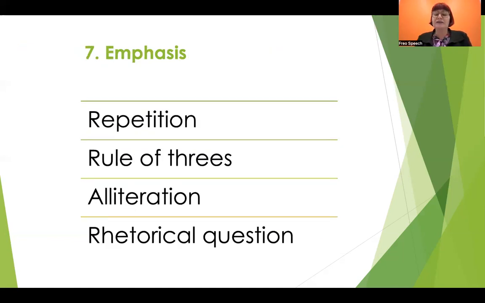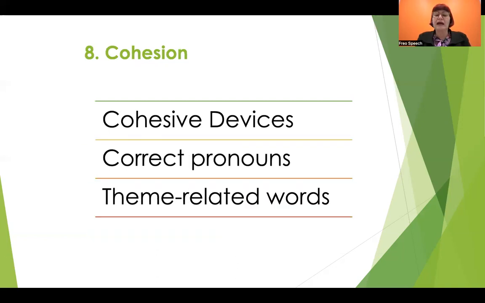The next one is emphasis. When we read a story or a piece of text, we use our voice, we use pitch and length and volume to provide emphasis. So when we write, we want to do that as well. And we do that through repetition, rule of threes, alliteration, and rhetorical questions. And cohesion, the last job that we do inside stories. We create cohesion, or a connectiveness of ideas, through cohesive devices, and we'll look at those, correct pronouns, and sometimes theme-related words.